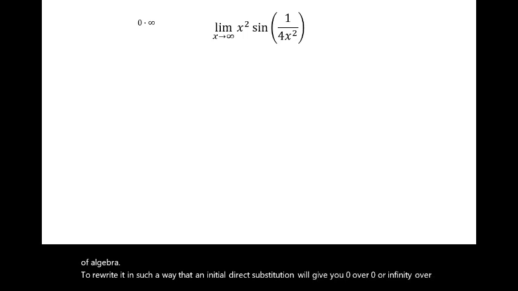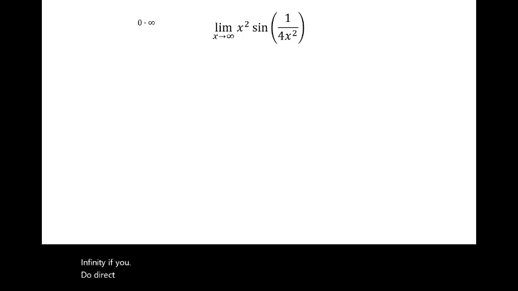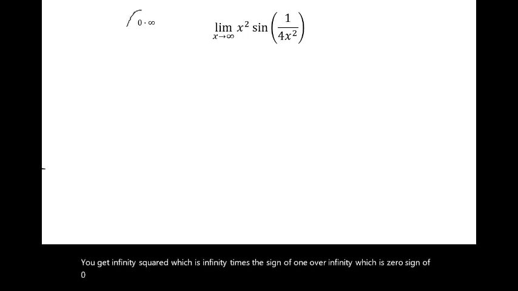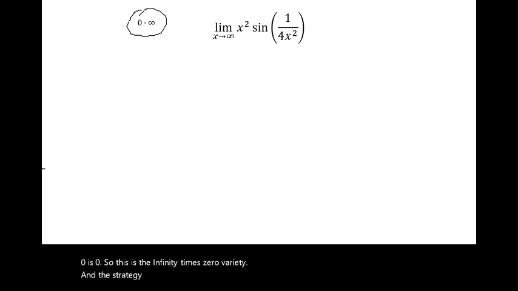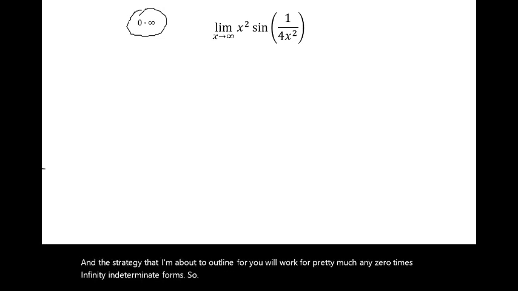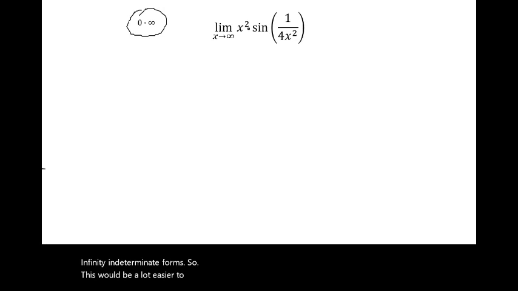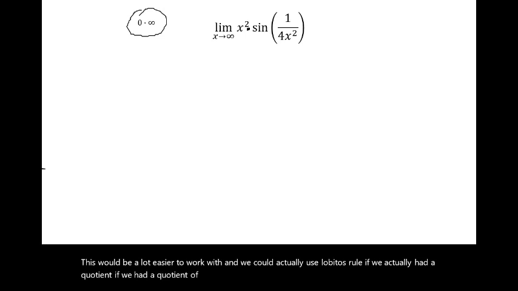So if you do direct substitution for this problem, you get infinity squared, which is infinity, times the sine of 1 over infinity, which is 0. Sine of 0 is 0. So this is the infinity times 0 variety. And the strategy that I'm about to outline for you will work for pretty much any 0 times infinity indeterminate form. This would be a lot easier to work with, and we could actually use L'Hopital's rule if we had a quotient of 2 functions, where maybe a direct substitution would give you 0 over 0 or infinity over infinity. So here's what I'm going to do with this.